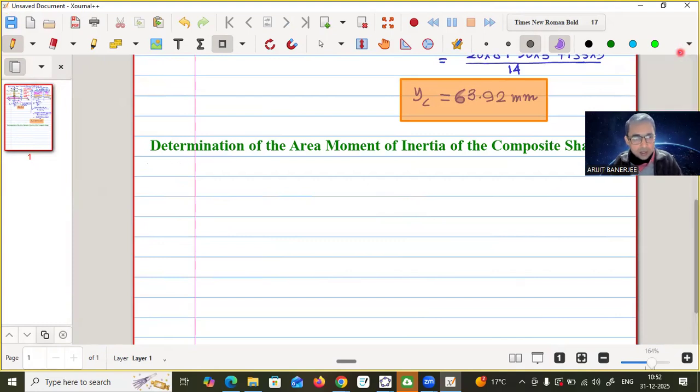Parallel axis theorem is, if I write, Ixx is equal to Ix prime plus d square into area. This is the parallel axis theorem.